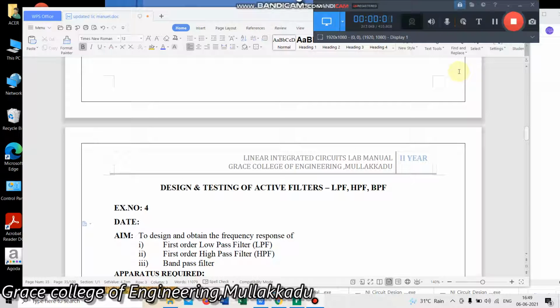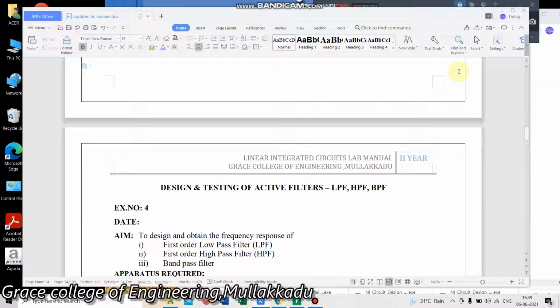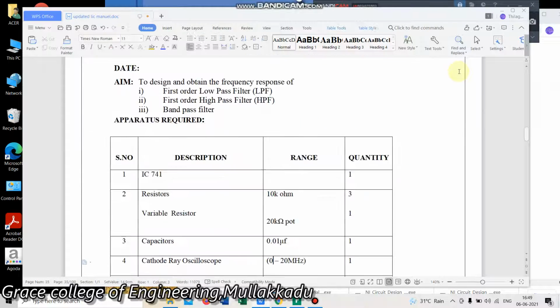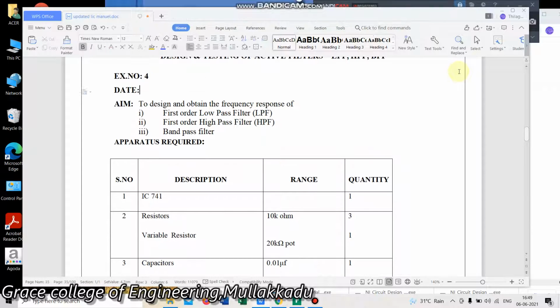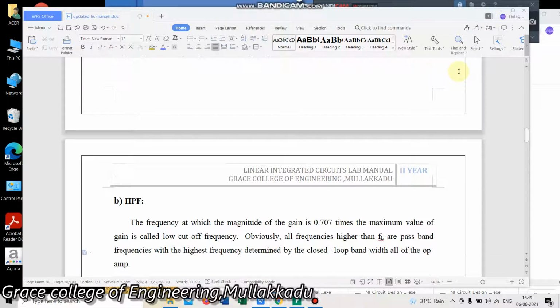Now we are going to see the next experiment: design and testing of active filters, low pass filter, high pass filter and band pass filter. Here we are going to design these three filters and obtain the frequency response.